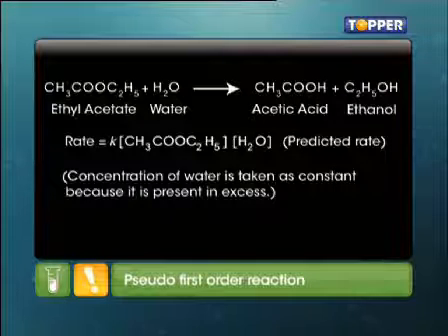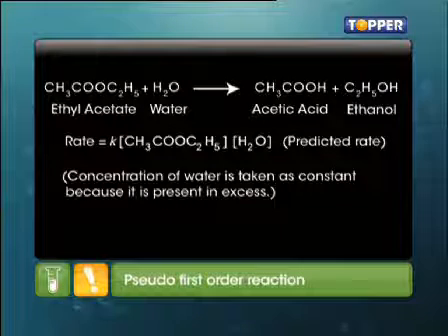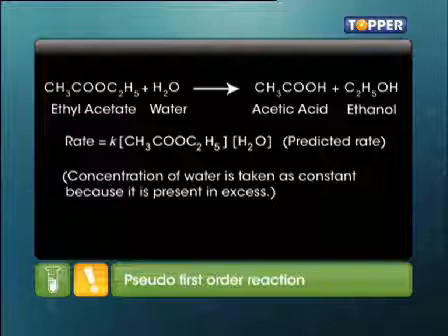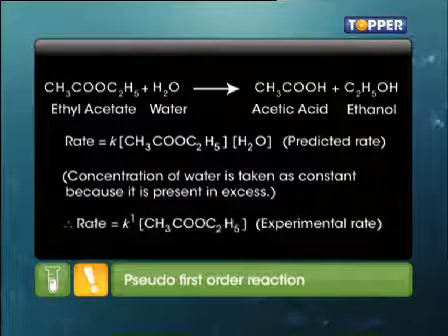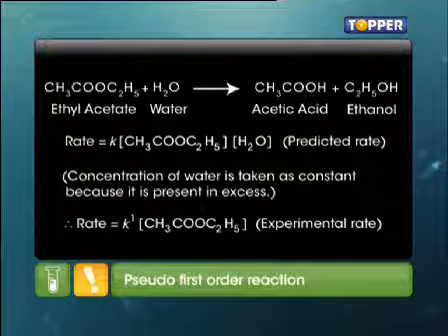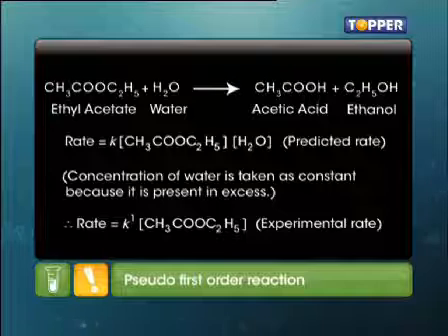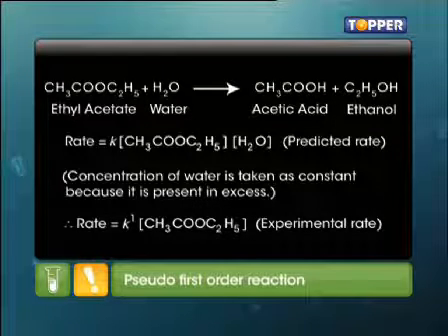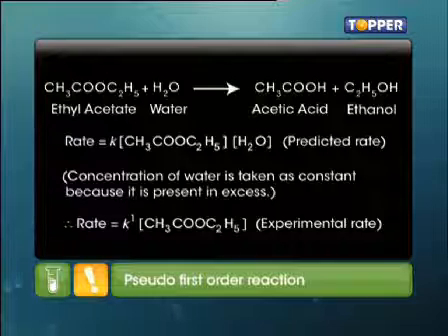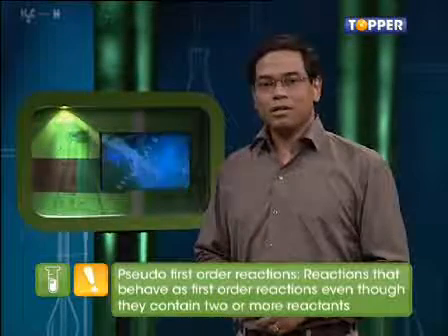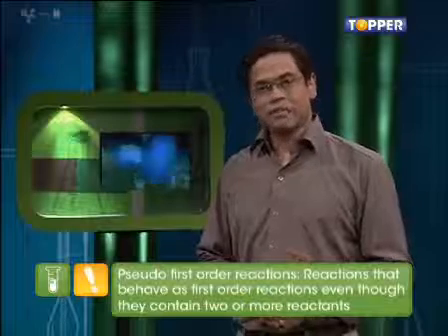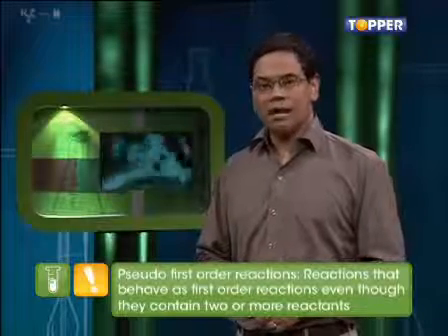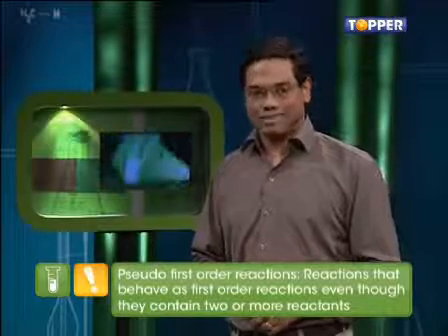Since this excess does not vary much with time, it is not taken into consideration when writing the rate law. So even though there are two reactants involved, the reaction behaves like a first-order reaction. Such reactions, which seem to resemble first-order reactions in spite of having two or more reactants, are called pseudo-first-order reactions.